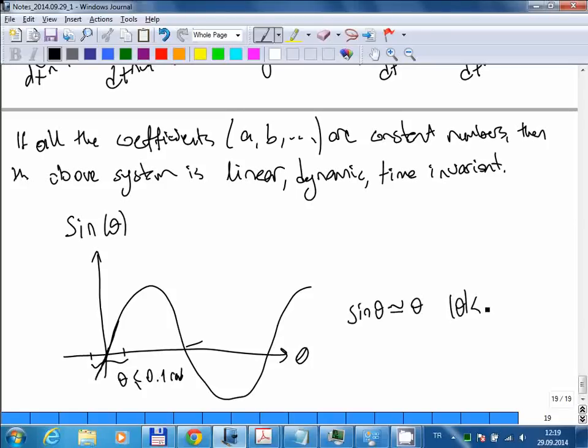So we consider the motion of the system to a certain range, and then the linear system theory will be applicable for that case. Okay?